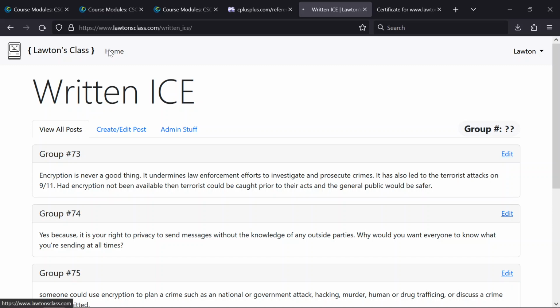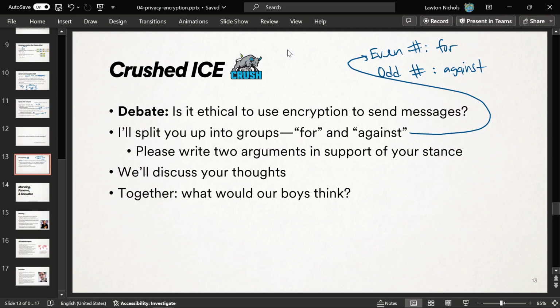But yeah, these are great ideas. I'm glad that you thought about that kind of stuff. That's exactly what I want you to think about. So, okay, together, let's think about what the boys would say. What would Kant say about all this stuff? Well, he's for individual rights. He'd probably be like, I can keep whatever I want private. Private info should remain private.